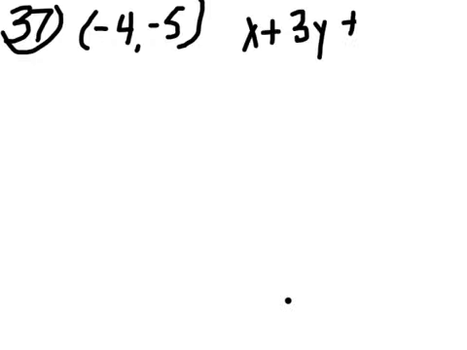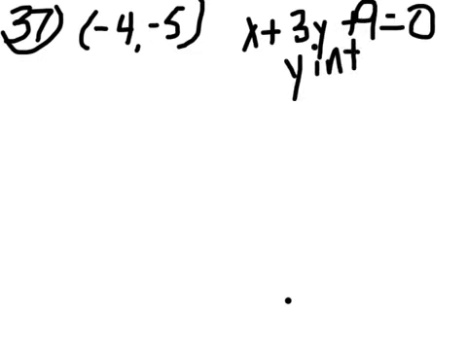Now we're going to go on to 37. We did not do this one in class. We ran out of time, so I'm going to do that. The line that passes through (-4, -5) and has the same y-intercept as x + 3y + 9 = 0. So we want the y-intercept from this, which is weird. Normally this is not the kind of thing you would do with the problem, but for some reason you might want to do it. All right, so this is a point on my line.